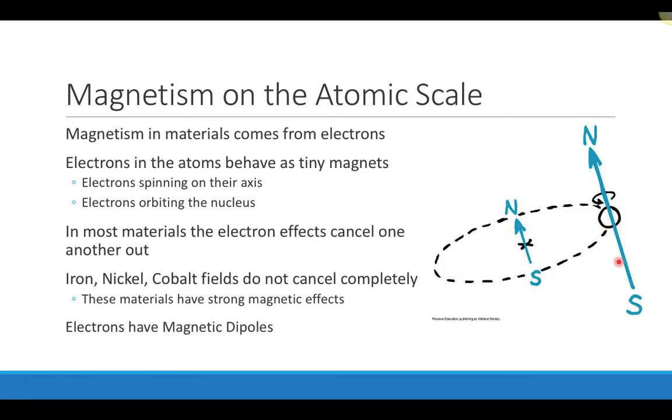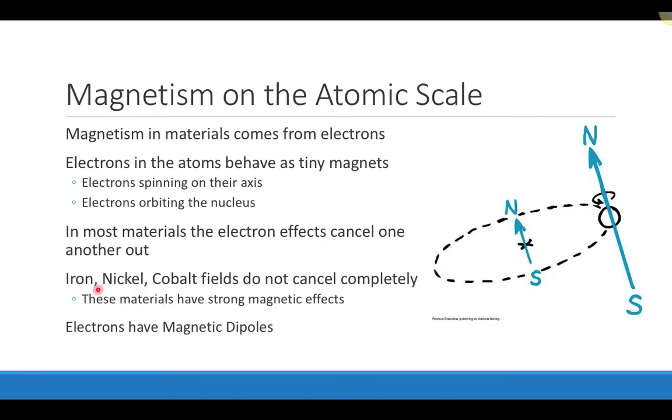In most materials, the electron effects actually cancel each other out because of the spin and which way the spin is, and what the direction of the orbits around the nucleus. So this is one example, but you could also have an electron over here that has an opposite spin, and then those two effects would actually cancel each other out.